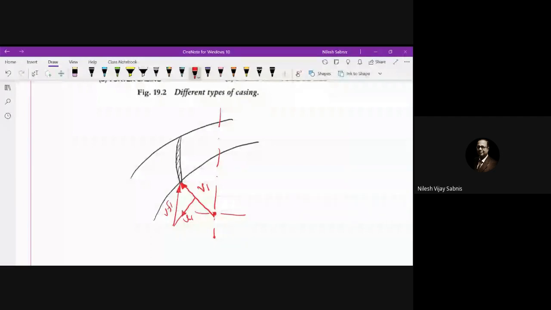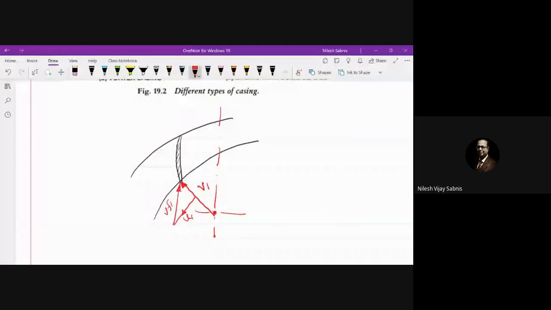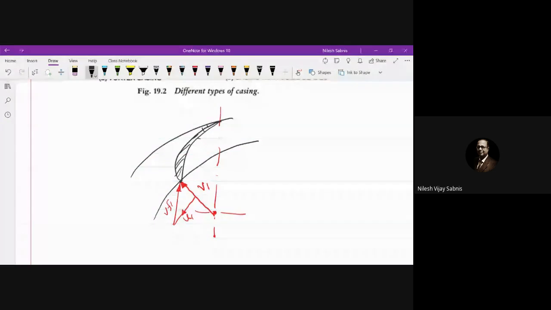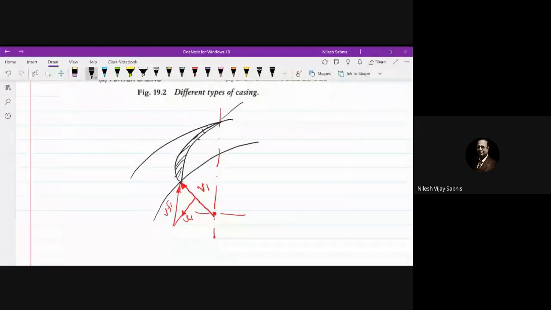And at the outlet, I just redraw the blade. I have to draw a blade which is in the connection of the center, like this. Then the outlet velocity triangle will look like this, where it is VF2. It is the same concept which we have seen previously.